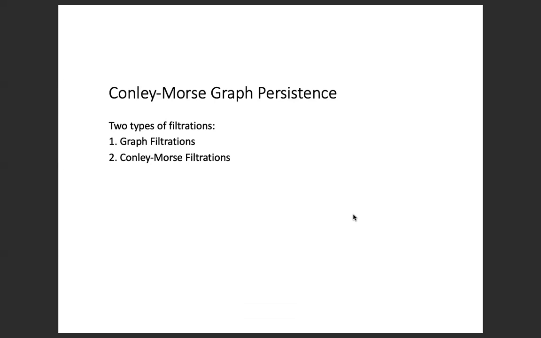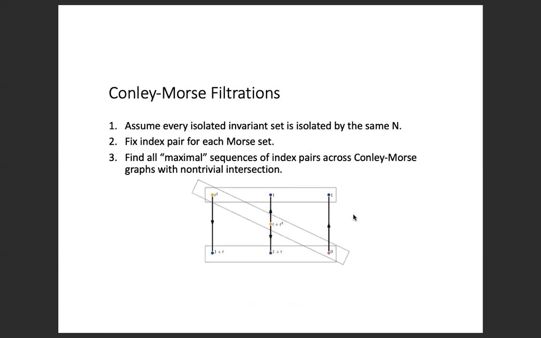So I'm going to be focusing on Conley-Morse filtrations. Ultimately, each of these nodes corresponds to a Morse set, right? So we fix an index pair for each Morse set, okay? And then, let's say this Morse set has index pair P1, E1, and this Morse set has index pair P2, E2.